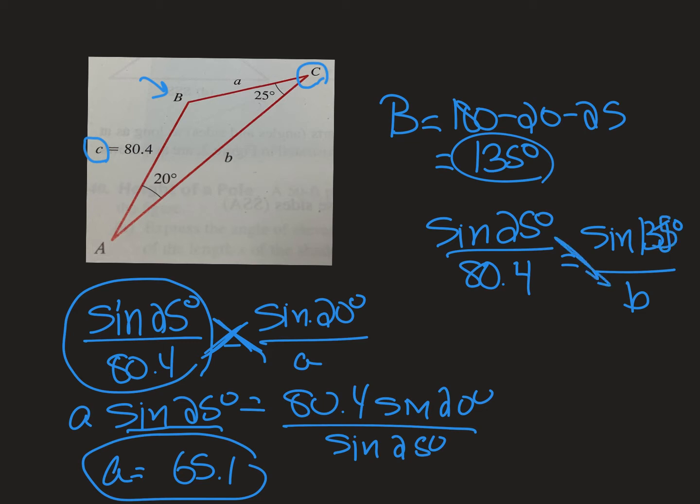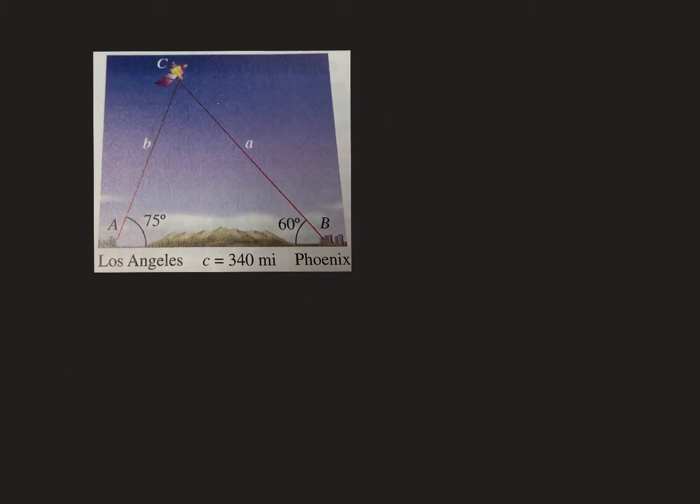Okay, same deal. Cross multiply, divide. You're going to end up finding out that little b, or side b, is 134.5. So there's your three answers. That's how law of sines works. Not a hard process at all, but that's how it works. And I'm going to show you one more case here. This is a picture of a triangle. In this case right here, this is an ASA case.